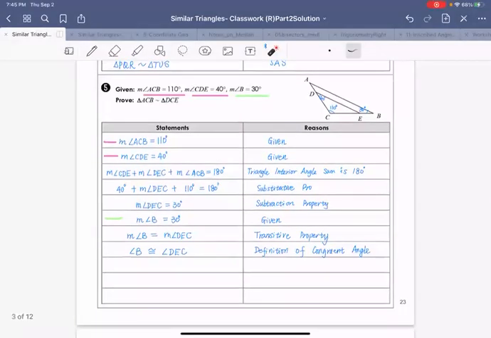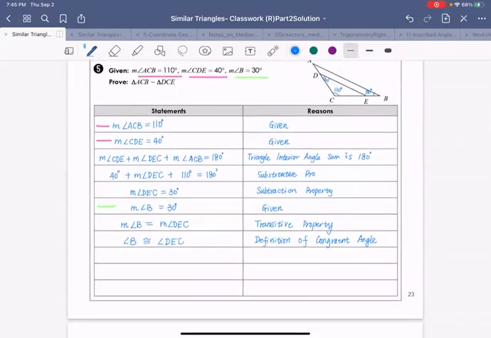Does this make sense? Look, let's write one more. This angle equals the angle itself. Let's write one more. Angle ACB congruent to angle DCE, right? Yes. This guy and this guy, correct? What do we call here? Reflexive property. Good job.